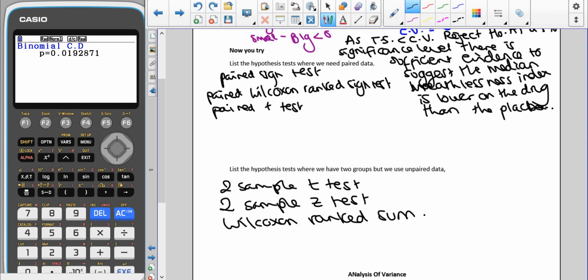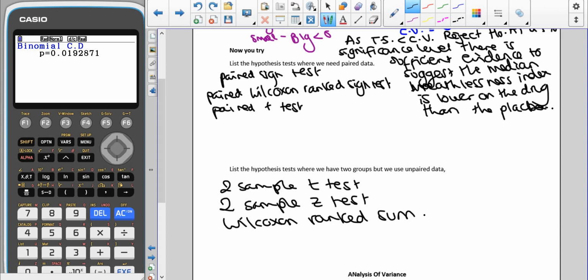Now, for when we have 2 groups of data and it's unpaired data, we had the 2-sample t-test and the 2-sample z or normal test from this year. And we also had from last year, again in the distribution-free non-parametric section, the Wilcoxon rank sum test. And remember, for these tests where we have 2 groups of data and it's unpaired, those groups can be of different size. So always be careful when you are setting up an experiment.